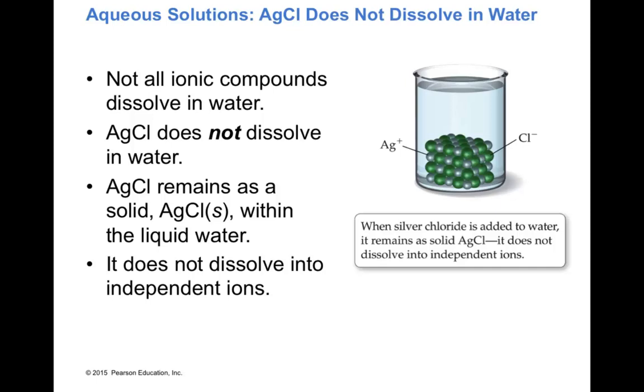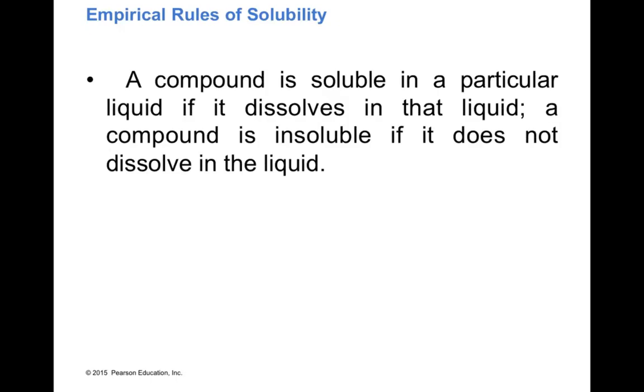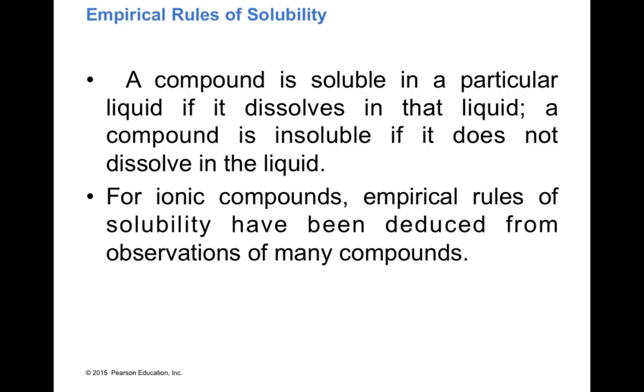So we have some rules of solubility. The first one is that a compound is soluble in a particular liquid if it dissolves in that liquid. A compound is insoluble if it does not dissolve in the liquid. For ionic compounds, empirical rules of solubility have been deduced from the observation of many compounds. And I would like to go back to this one because remember that it's going to depend on the liquid in which you're trying to dissolve a compound.